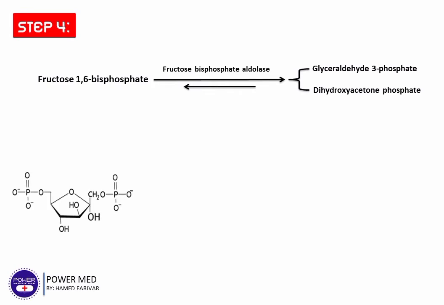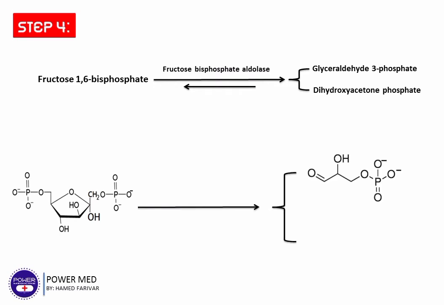Here is the structure of fructose 1,6-bisphosphate with its phosphate groups on carbon number 1 and 6, which is going to undergo cleavage and produce 2 smaller phosphorylated compounds. And these 2 smaller compounds are glyceraldehyde 3-phosphate and dihydroxyacetone phosphate, whose structures you can see here. Again, this reaction is reversible and is facilitated by the enzyme fructose bisphosphate aldolase.